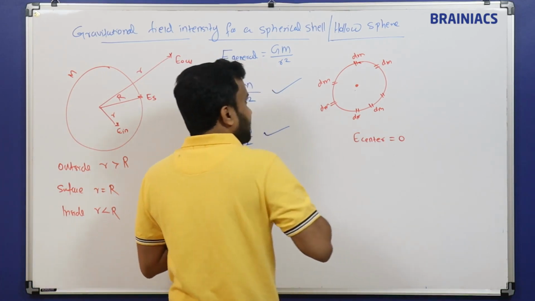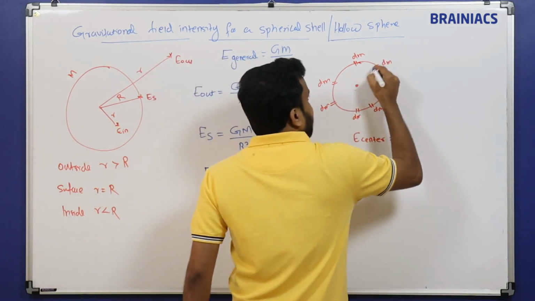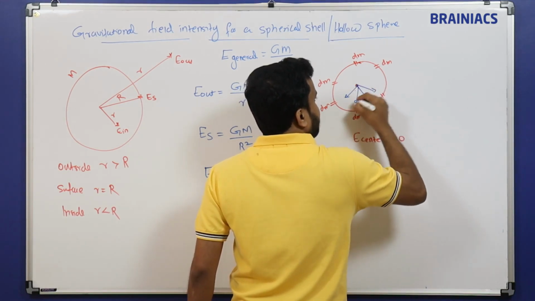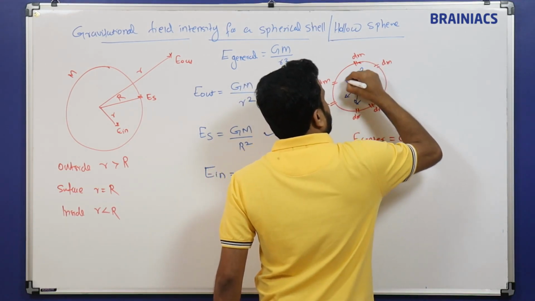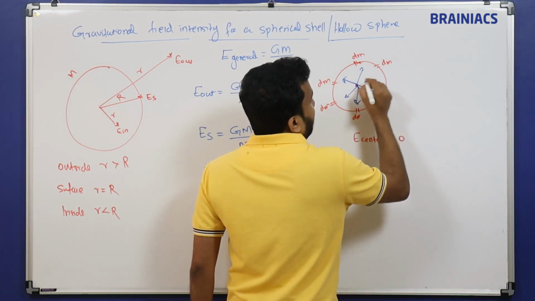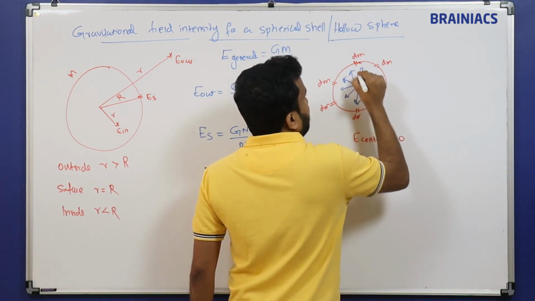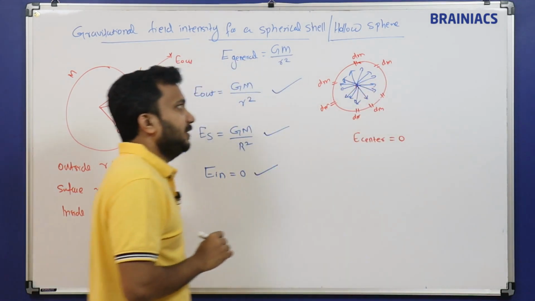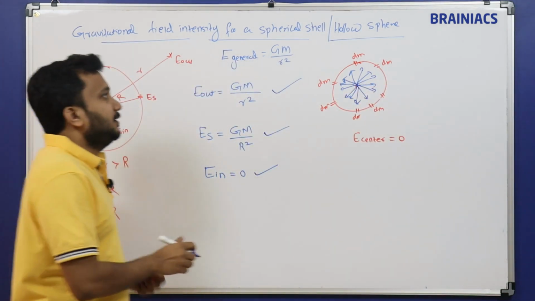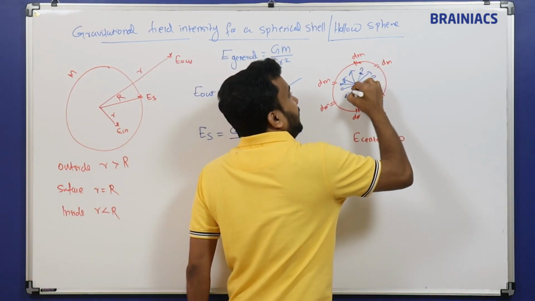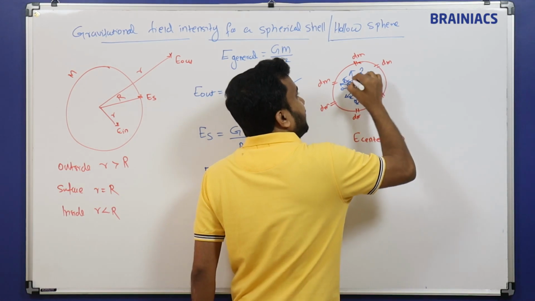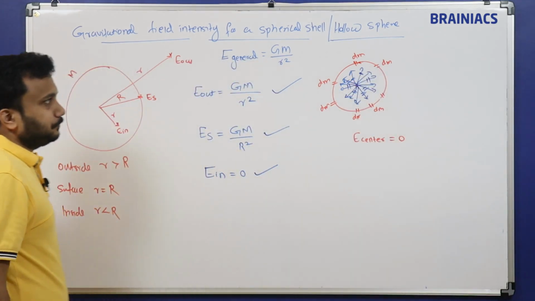So for this case, the dm will attract like this. This dm will attract, this dm will attract. So we have many dms all over the sphere, and everybody is going to attract. So what happens? If this is one force, the equal and opposite force cancels it. Opposite gravitational field intensities are cancelling each other.